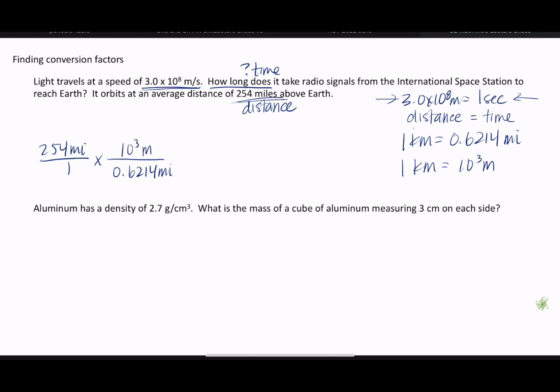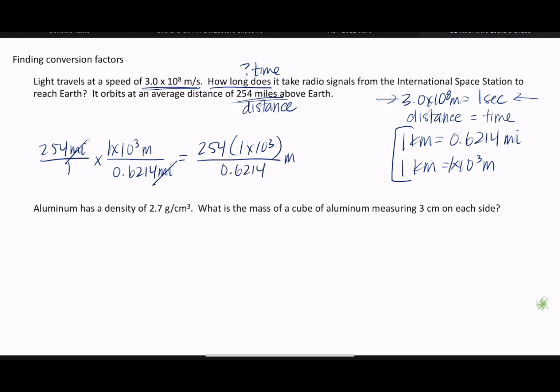Yes, do you see that? How we've just taken these two? If 1 kilometer is equal to both of those things, then both of those things are also equal to each other, which means that that cancels. And here, for the math anyway, we have 254 times 1 times 10 to the third over 0.6214 meters, right?